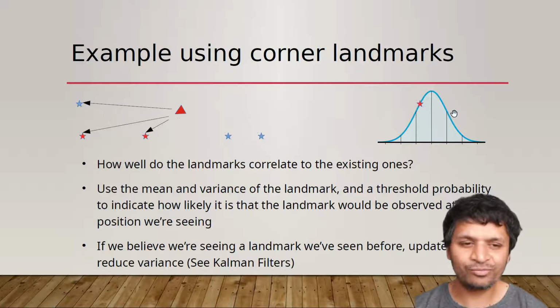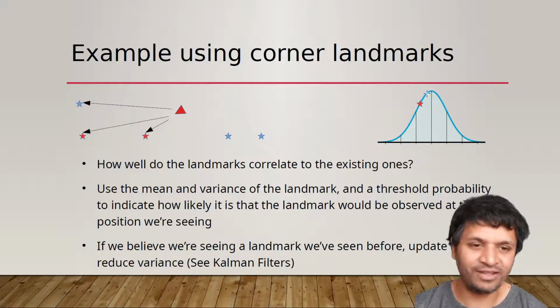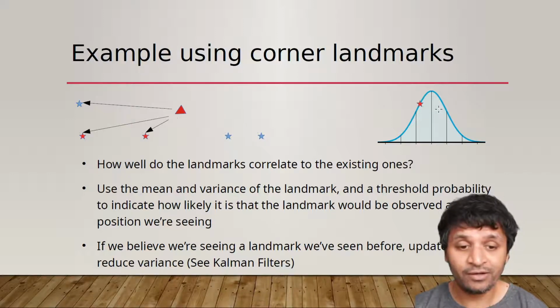I mean, that's within some reasonable range. So we have to define a probability threshold to say what closeness means. But in this case, let's say we're within our threshold. In this case, maybe we're saying it's within a 60% probability that it's the same landmark, right? And if we find that it's within that threshold, then we do an update using a Kalman filter to update the variance. Why do we do that?